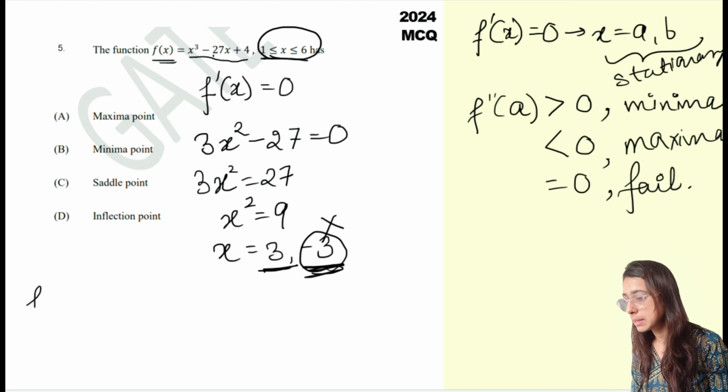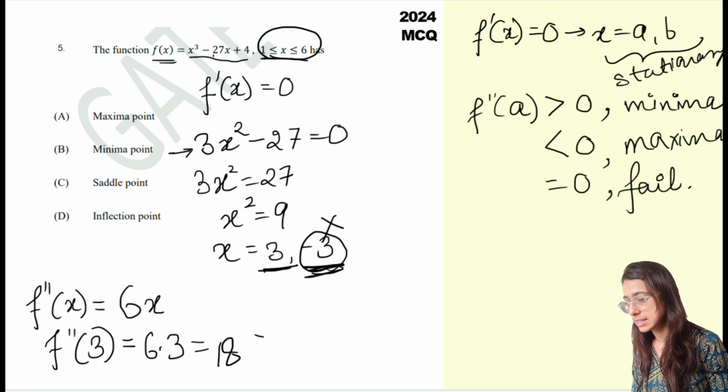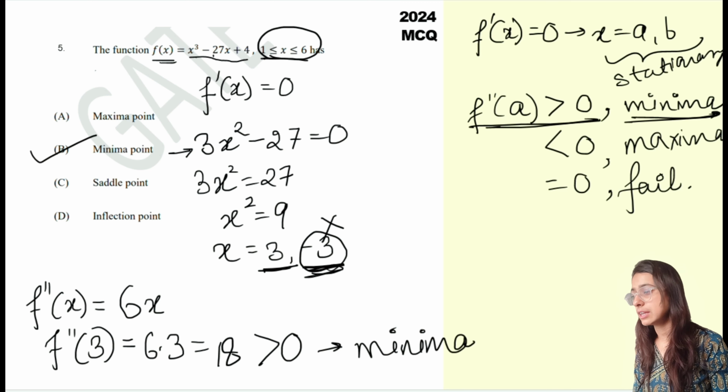Now we will take double derivative. So double derivative of the function will be, तो आपको इसका derivative लेना है. So we will get 6x. That's it. Now double derivative at 3 will be 6 into 3, which will give us 18. Now since this is greater than 0, therefore we will get the point of minima. Okay, so B option is the correct option.